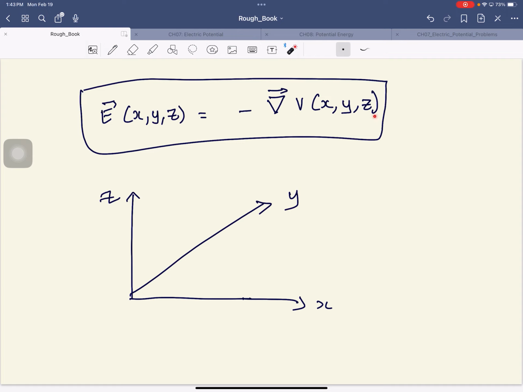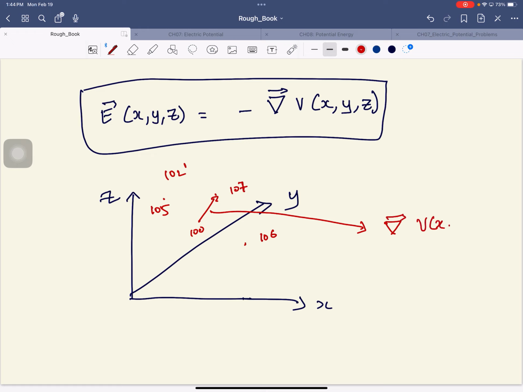So what is this function? It's a scalar valued function. Okay, so at any location it'll spit out a number. So let's say this is 100 volts, this is 101 volts, 102 volts, 105 volts. So that is the value of V at various locations. Now you can ask the question, in what direction does it increase the fastest? Okay, so it looks like this direction is increasing the fastest. And the rate of increase is given by this gradient operator. So that's what the gradient operator gives. Okay, so it gives you the fastest rate of increase of a scalar valued function.